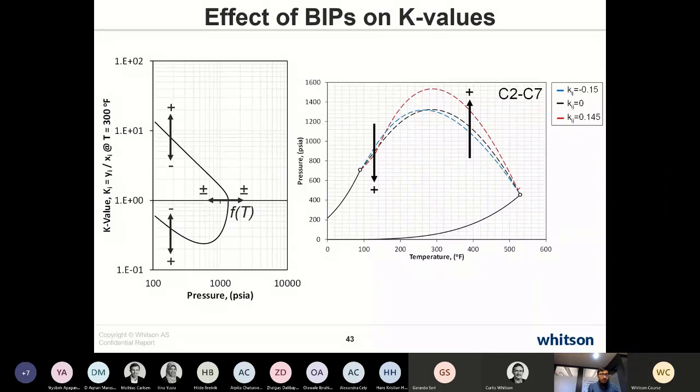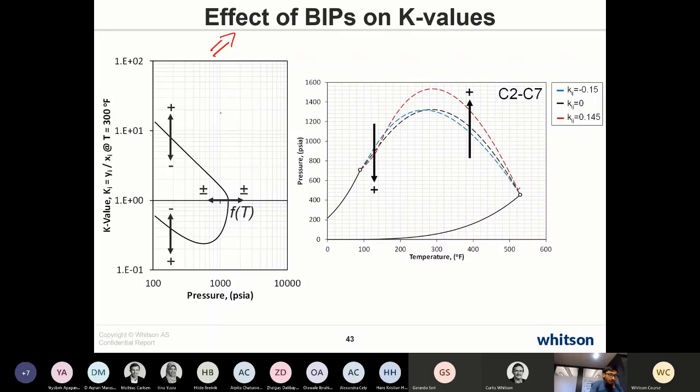And this slide actually shows, if you just look at the figure on the left and forget about what is on the right, these are figures that I took from Marcus Curtison's thesis, and his thesis was mainly on the effect of binary interaction parameters on the K values. Very nice work done by Marcus on his master's thesis, and now he's working with us here at Whitson.